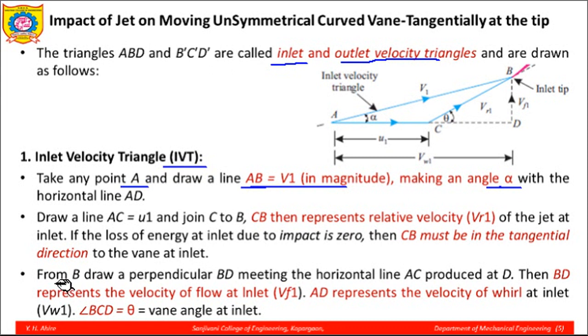VR1 should be tangential to the vane. From point B, draw a perpendicular BD meeting the horizontal line AC extended, produced at D. So from B we drop a perpendicular at point D. Then BD represents the velocity of flow at inlet, that is Vf1, normal to the direction of motion. AD represents the velocity of whirl of the jet at inlet, so this is AD, velocity of whirl Vw1 at inlet.